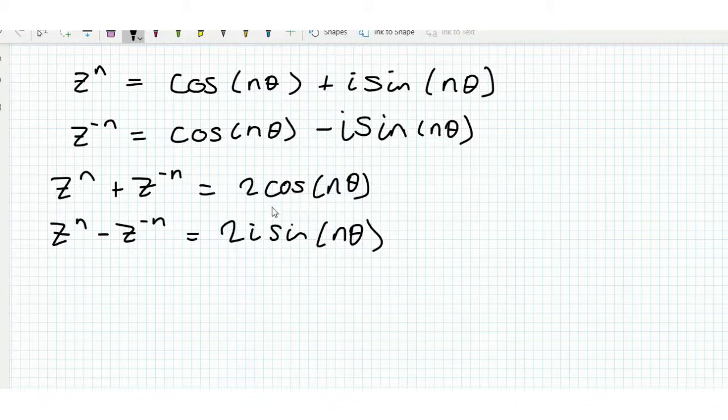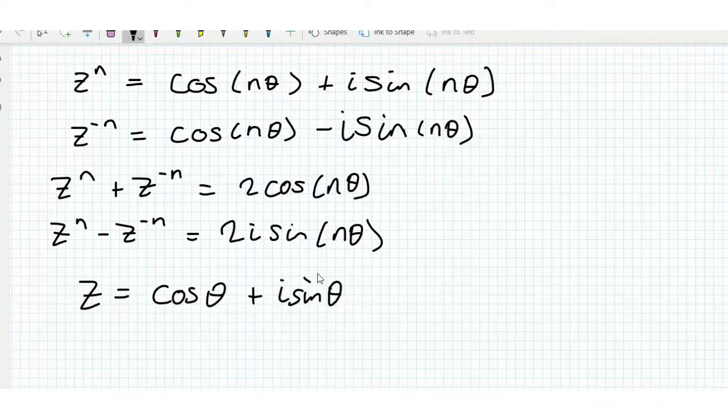we've got some formulas here for finding cos and sin of theta, where theta is multiplied by some n. These are quite useful. Just a reminder that for this to work, z is equal to cos theta plus i sin theta.